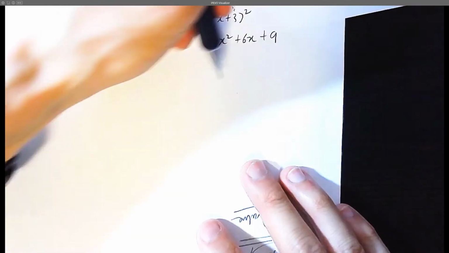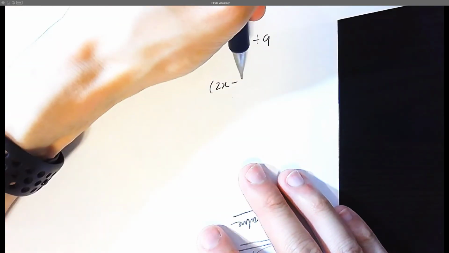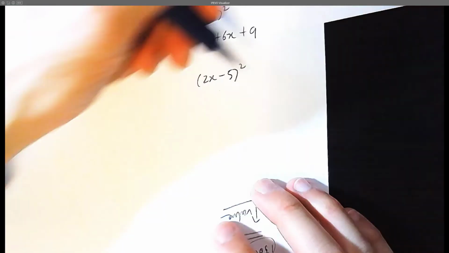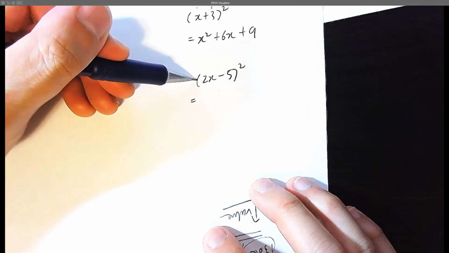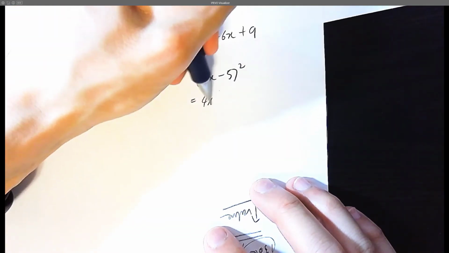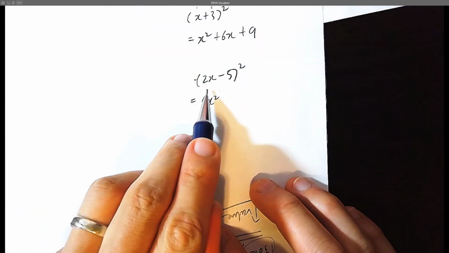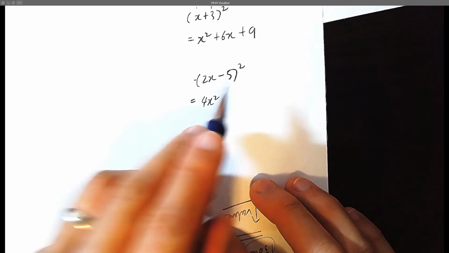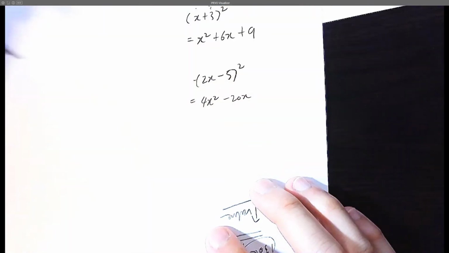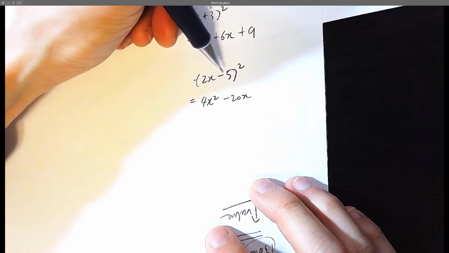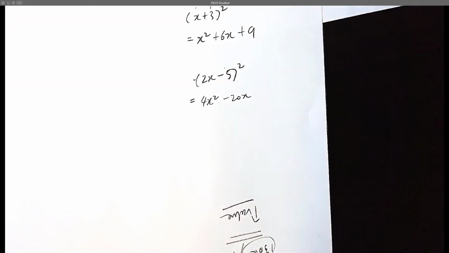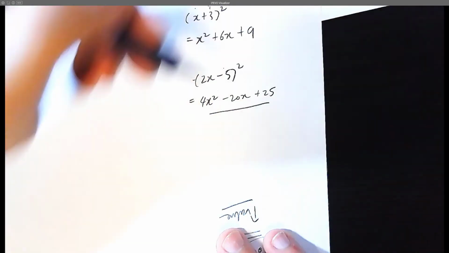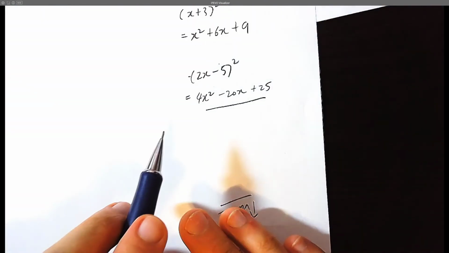Let's try just one more. 2x minus 5 squared. Let's expand it out. On your marks, get set, go. 2x times 2x is 4x squared. 2x times negative 5 is negative 10x. Double it. Negative 20x. Negative 5 times negative 5 is positive 25. So hopefully we're getting the hang of expanding binomials. You can always find some worksheet online if you need more practice.